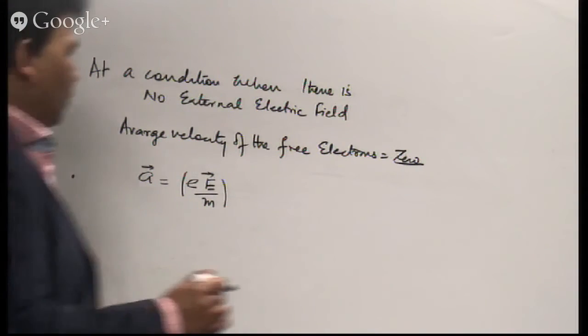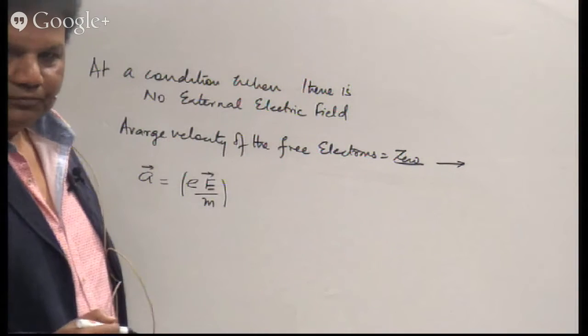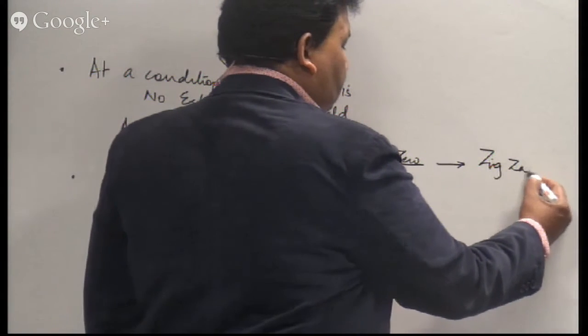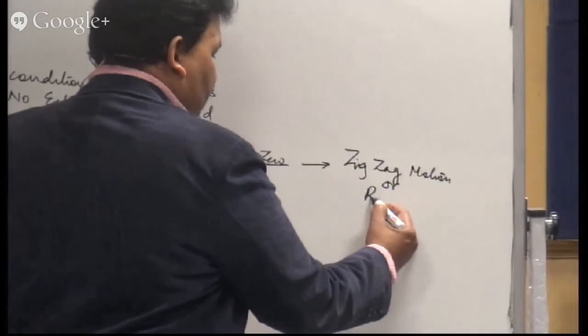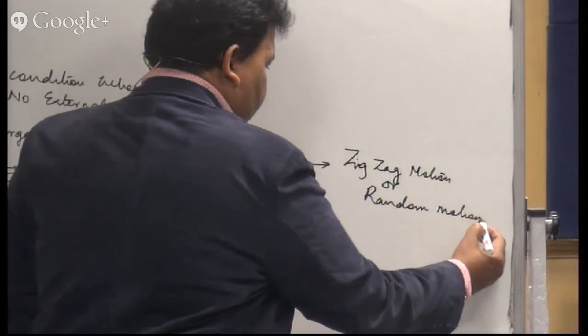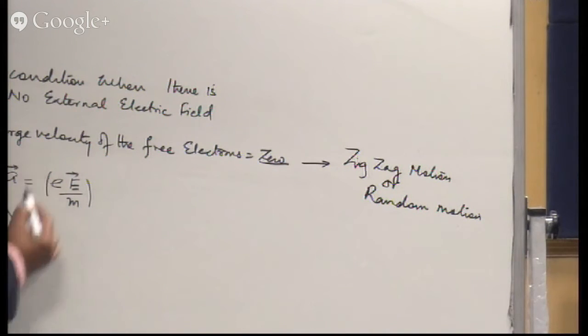Now, if I ask you why the average velocity is zero, what reason will you give? What would be one word to explain this? Zigzag motion. This is very important. This is called zigzag motion, or else it is called random motion. These are two important reasons, which say the same thing, because of which now what happens? They will gain a certain velocity. How much will it become?